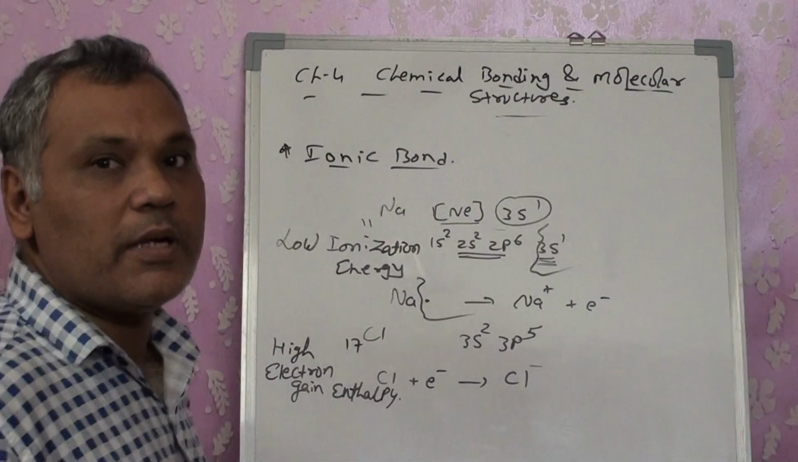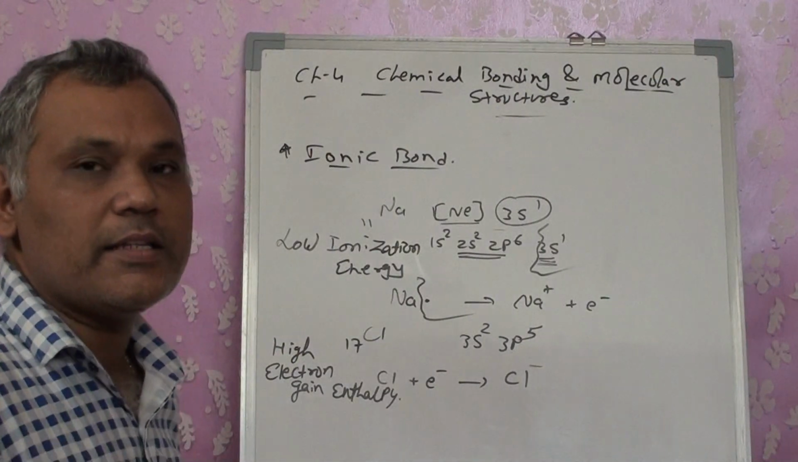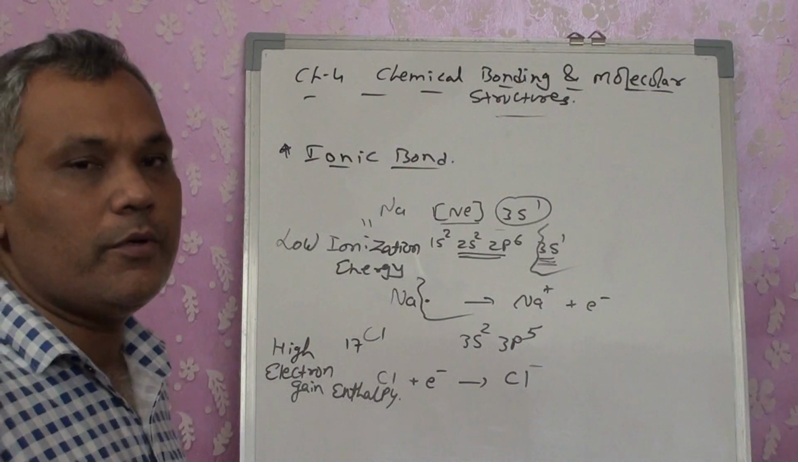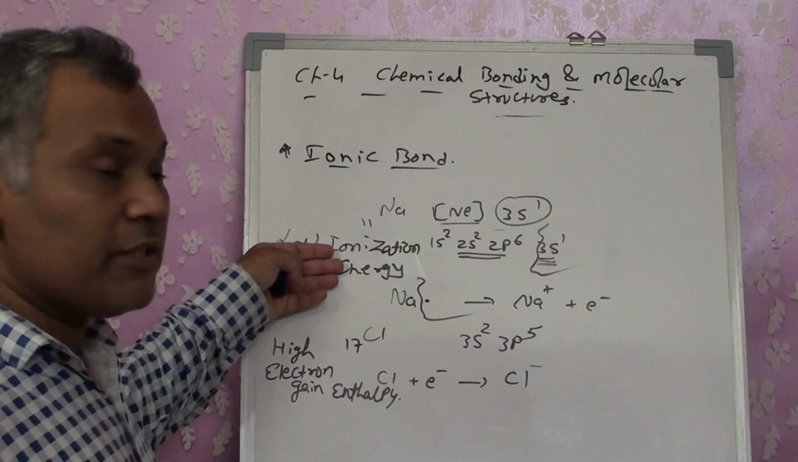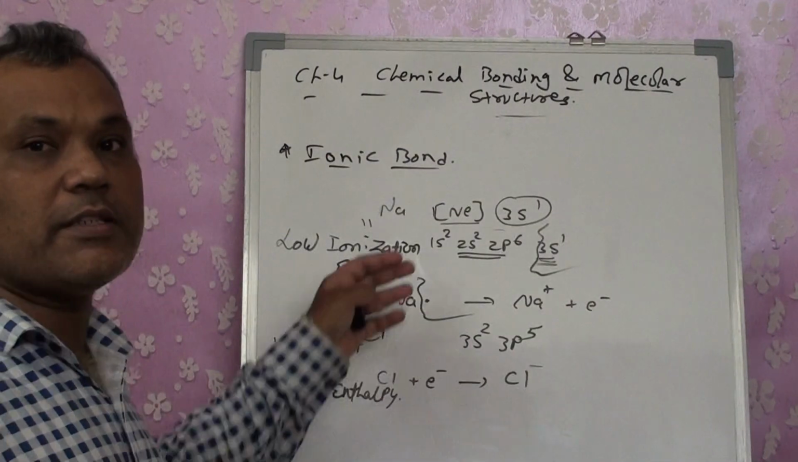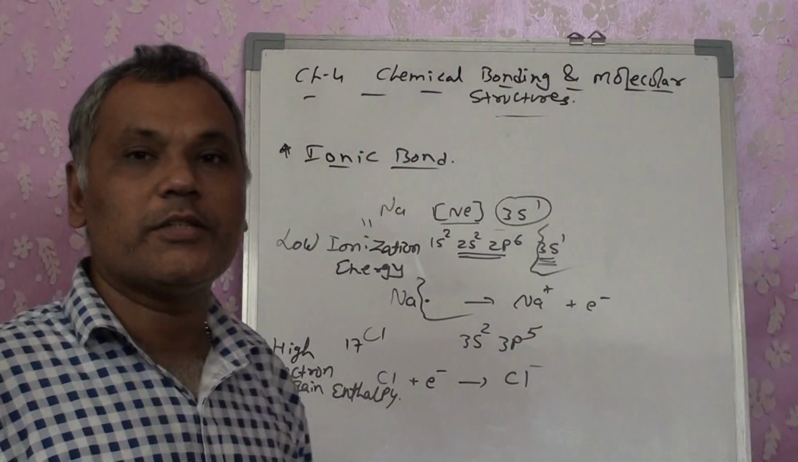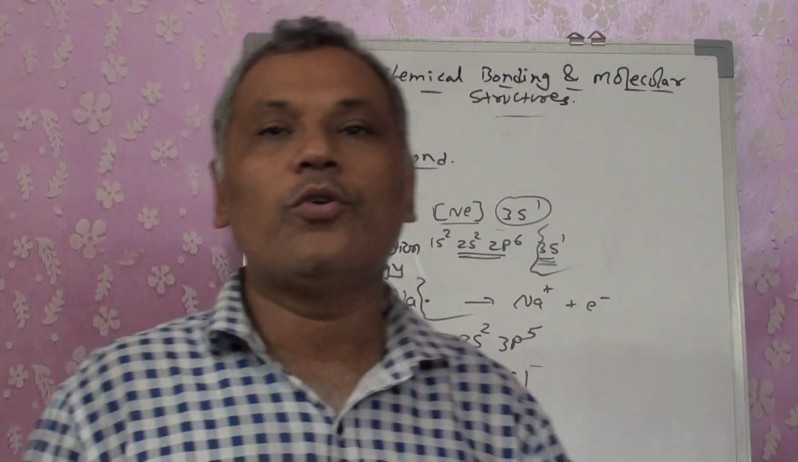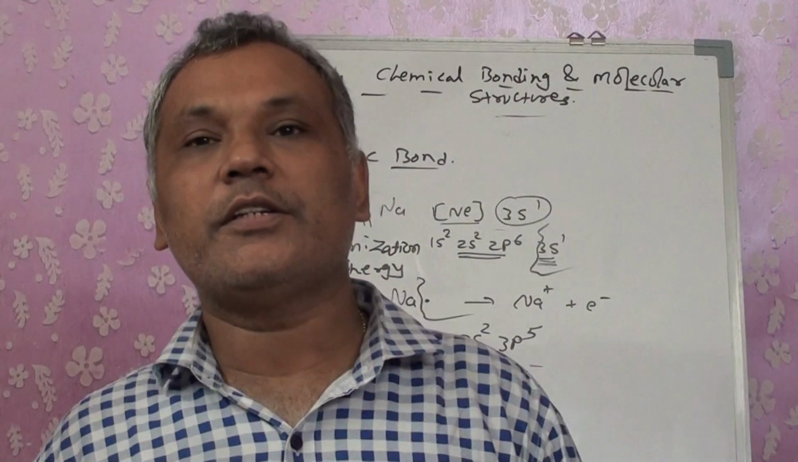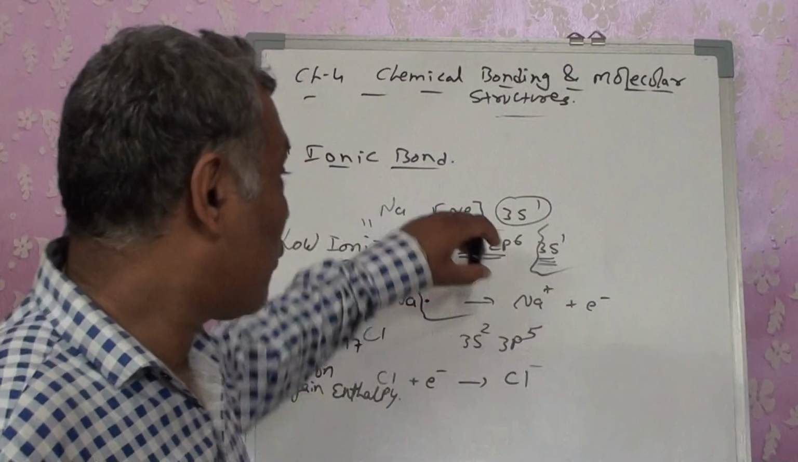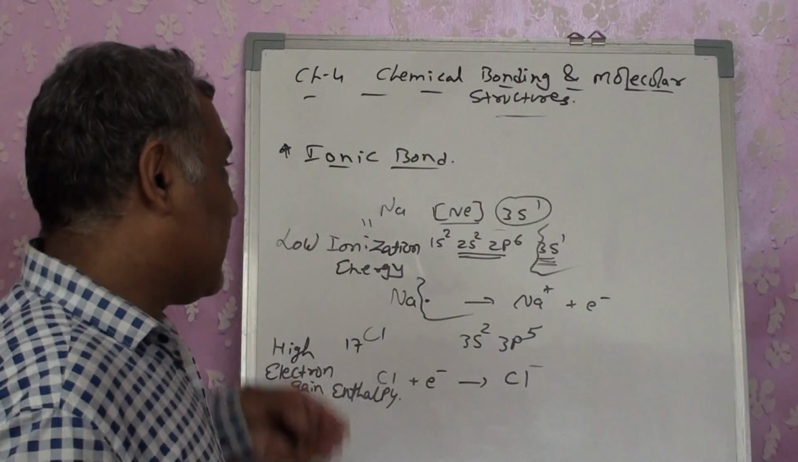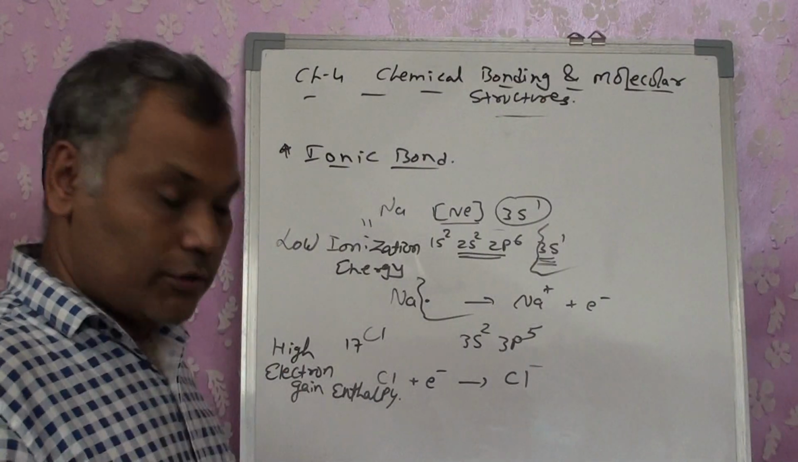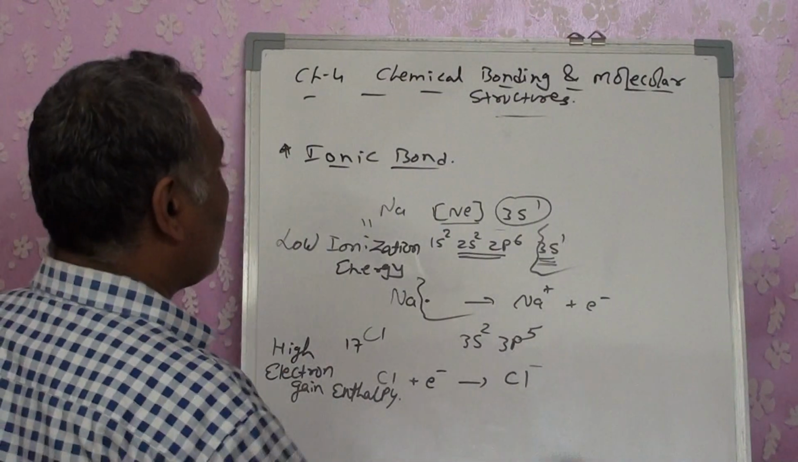Right? We know that chlorine has the highest electron gain enthalpy in the periodic table. Maximum energy is liberated, minimum energy is absorbed. So overall, when NaCl formation takes place, it has very low energy, stability increases, and as a result this compound goes for ionic bond formation. Now what will be your definition for the ionic bond?